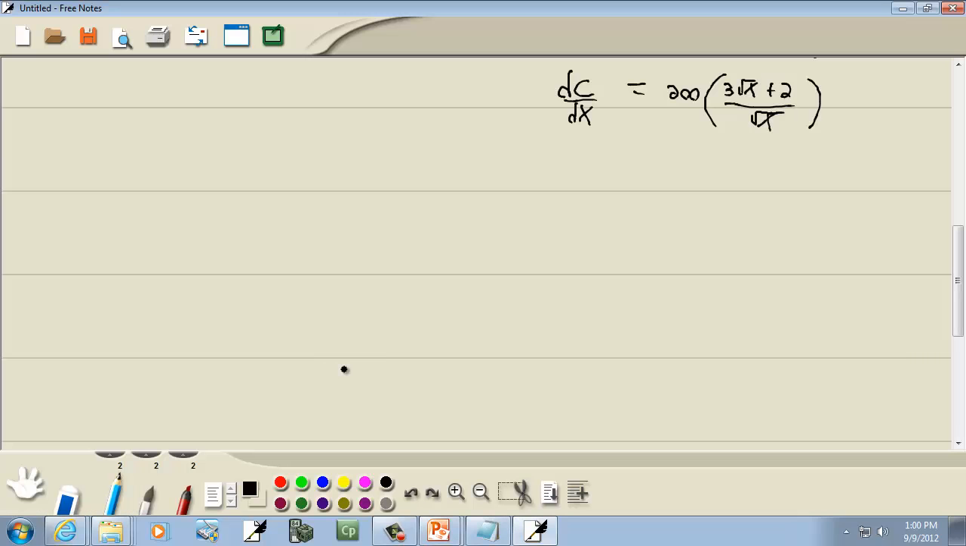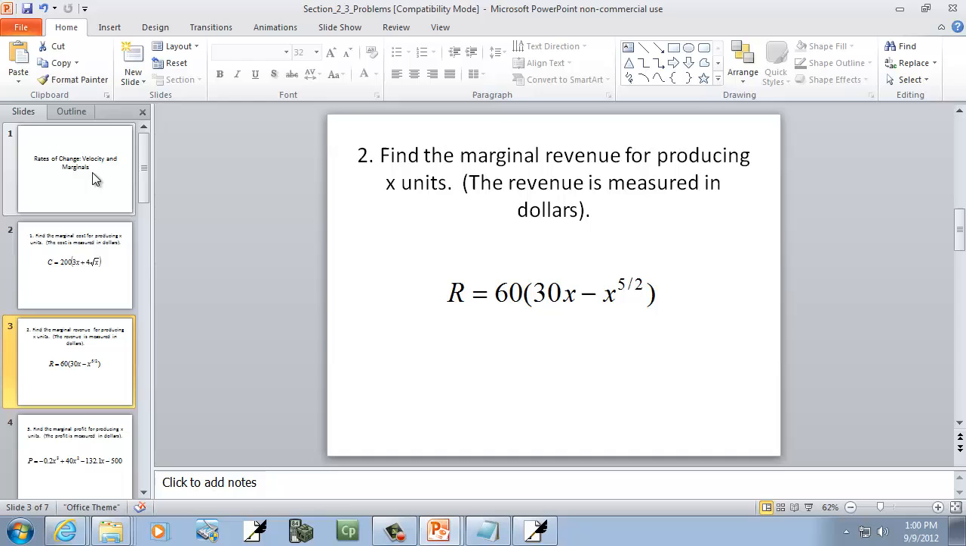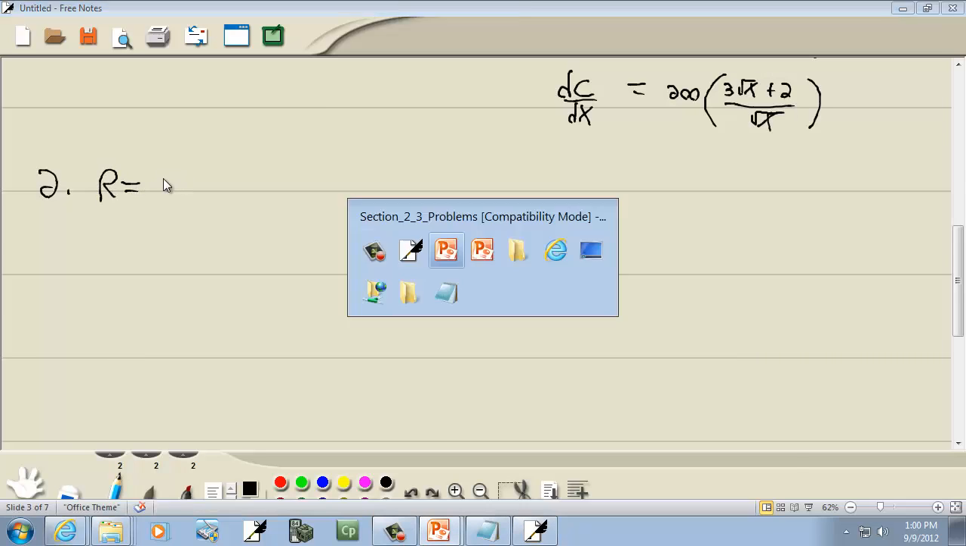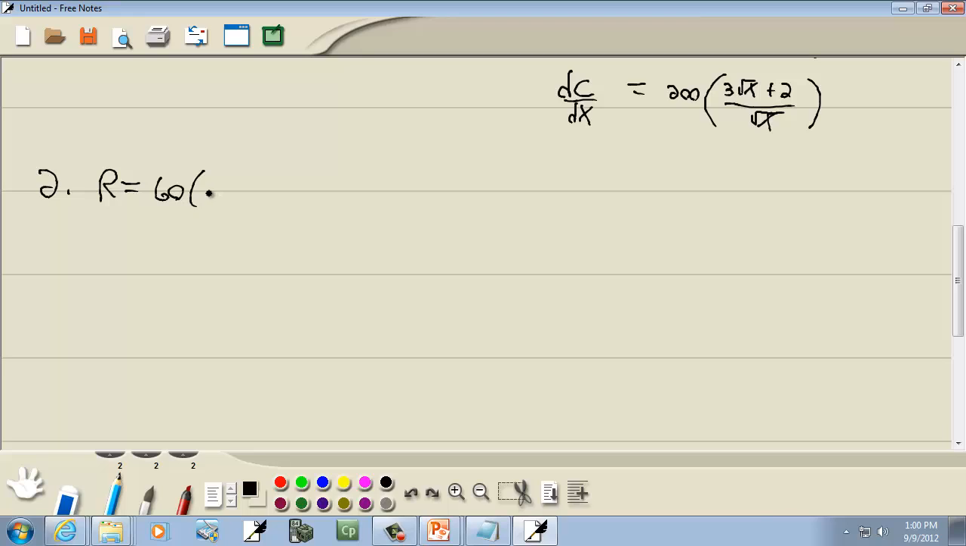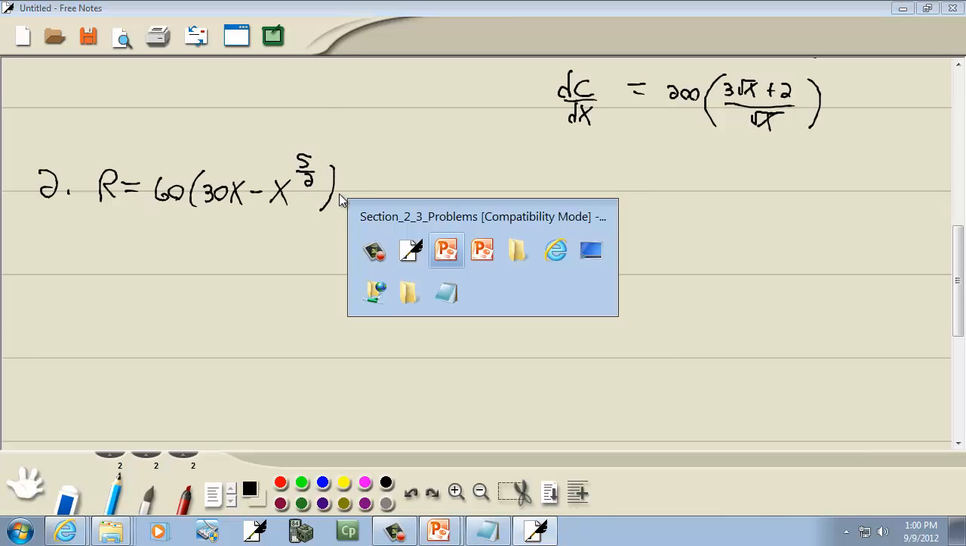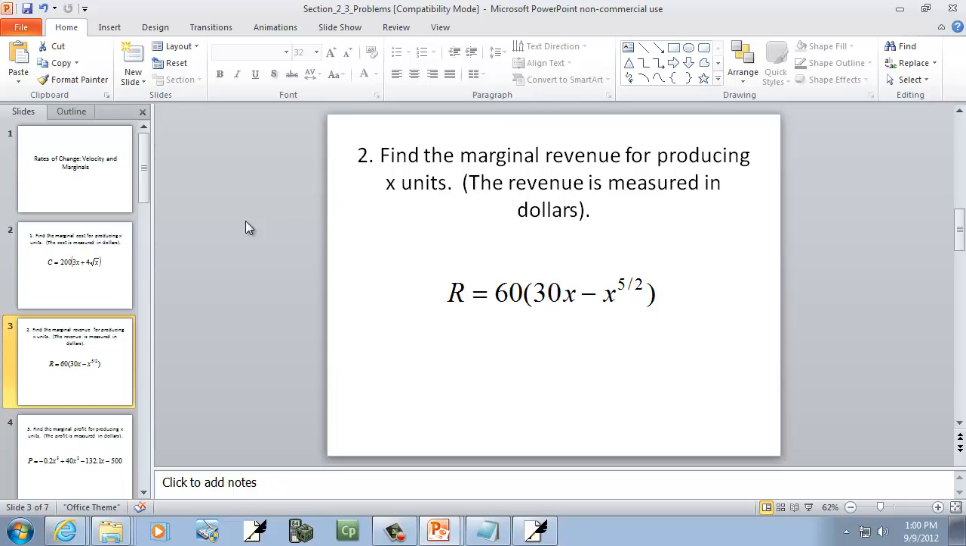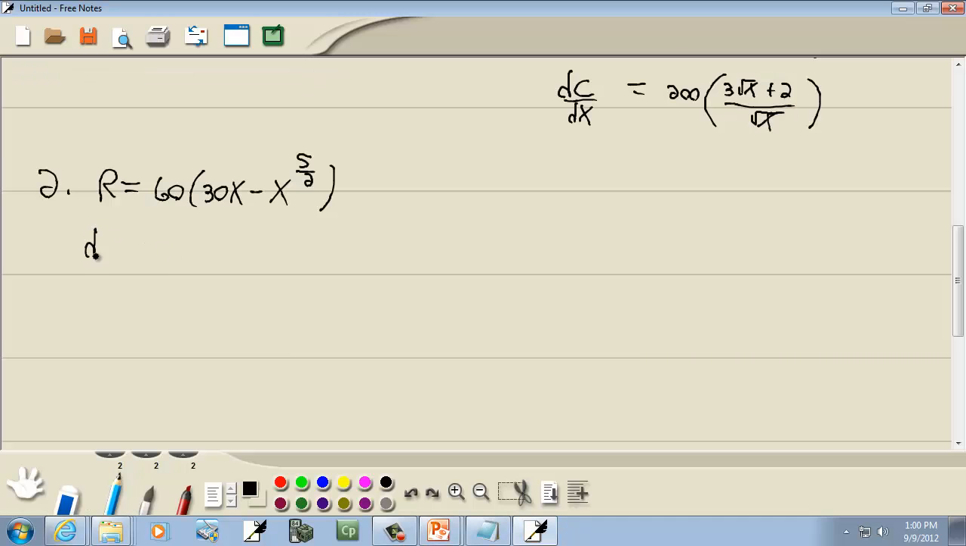Let's take a look at the next problem. This is find the marginal revenue. We're given a revenue function, which is 60 times 30x minus x to the 5/2 power. And it says find a marginal revenue for producing x units. Now we'll find derivative again. We'll take derivative of r with respect to x. Again, if you have a number out in front, the number just stays. Derivative of 30x is 30 minus, take your power, put it out in front, and lower it by 1. So this would be 5/2 minus 1.